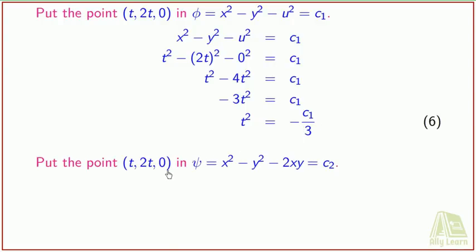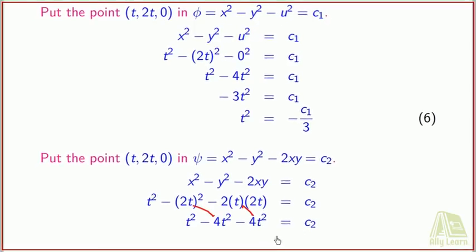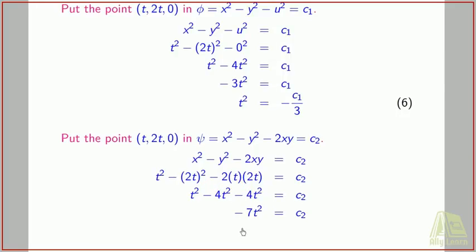Now we put this point in psi equals C2. So put x equals t and y equals 2t. Now do a bit of calculations. We get t square minus 4t square minus 4t square equals C2. So this will give me minus 7t square equals C2, and finally I get t square equals minus C2 over 7.